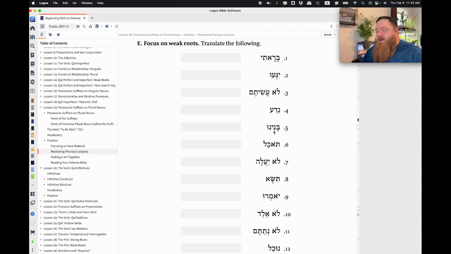Number 5, baninu. Here we get the new suffix. We take that off and we get what looks like a third yod. If it looks like a third yod, make it a third hey. Bana, he built. This would be we built.